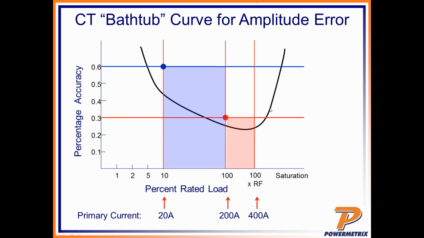As we go even higher, the CT goes into saturation. Basically the same thing happens. So this is that bathtub curve. But it's important to know that we're only talking about amplitude here, okay? That's the only thing we're talking about with this plot.